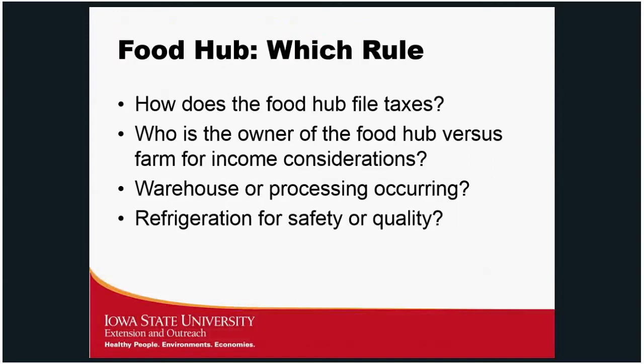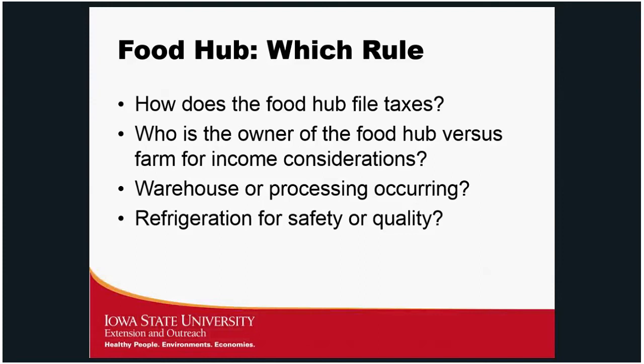I also get a lot of questions related to food hubs or food cooperatives, and they want to know, where do I fall? Which rule applies to me? Does the FSMA produce rule apply to me? Does the preventive controls rule apply to me? And really I ask a series of questions. The first question is, how are you filing your food hub or cooperative status? And who is the owner of that food hub? Because you have to consider that when you consider income, as well as if you are just a warehouse or you're part of the farm and an extension of the farm.